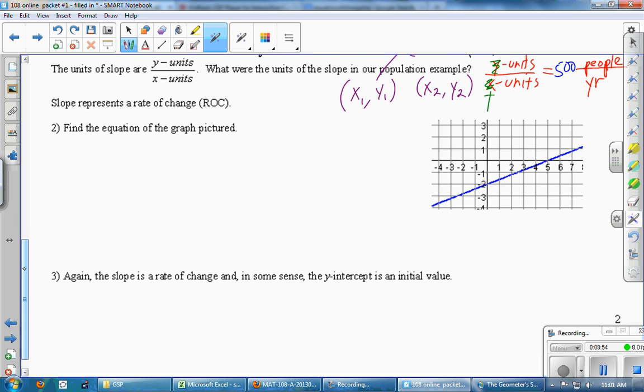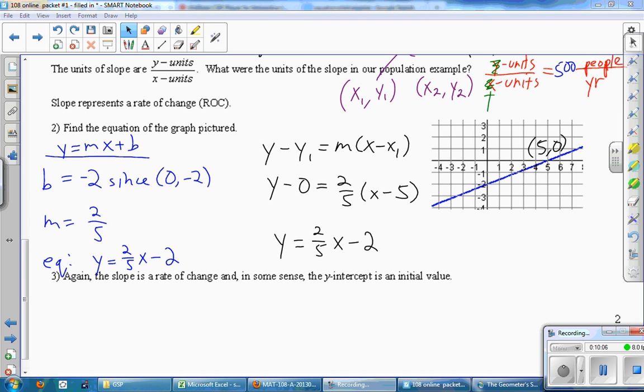Number 2, find the equation of the graph pictured. Okay, this is a good time to pause the video and see if you can come up with an equation for that graph. Come back when you're done. Okay, let's see how we did.